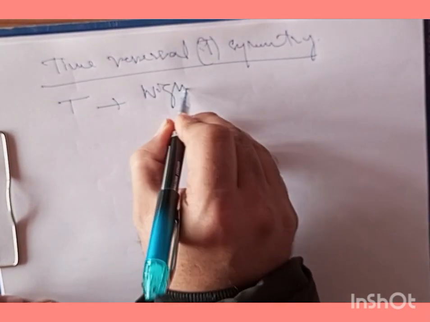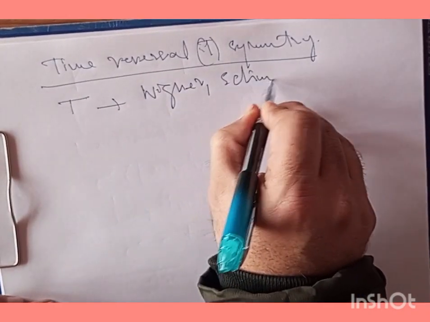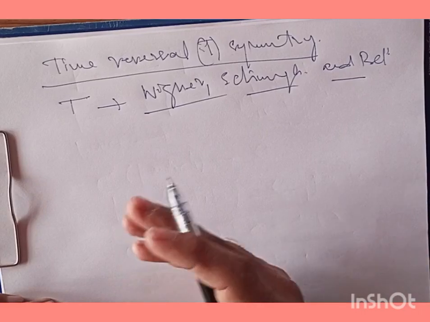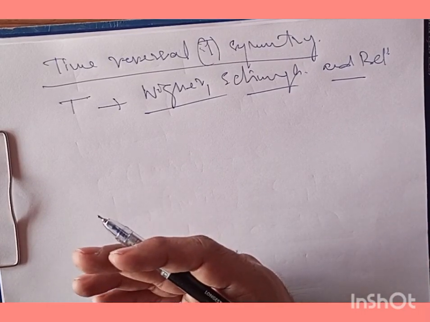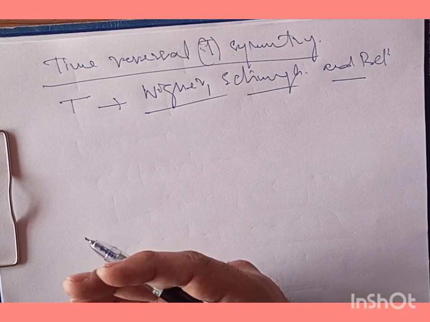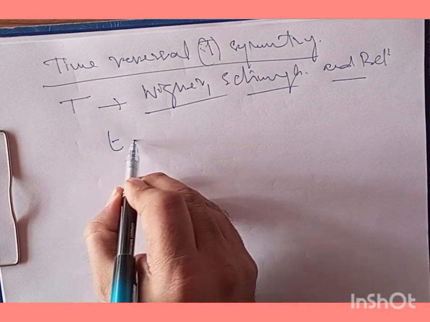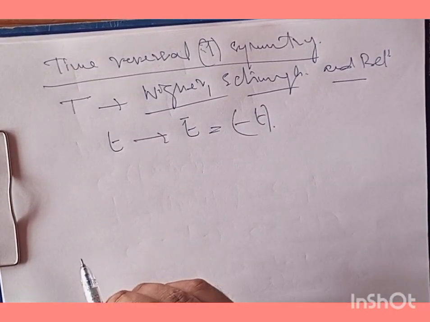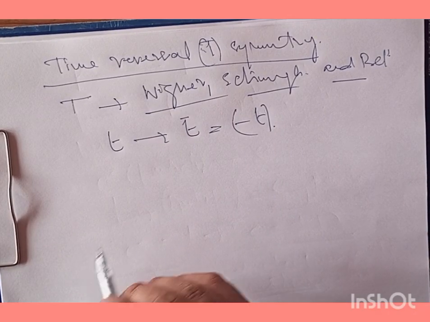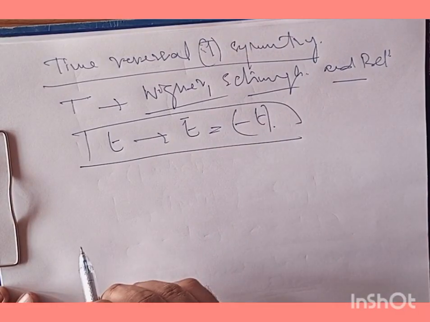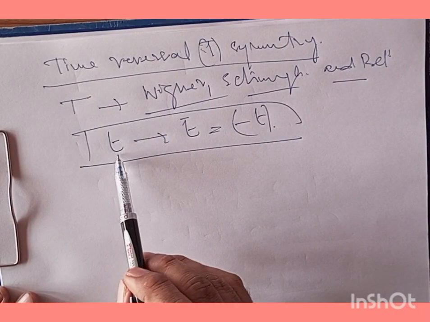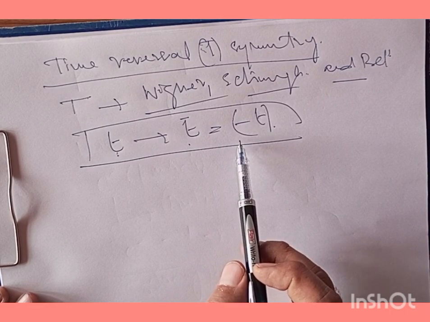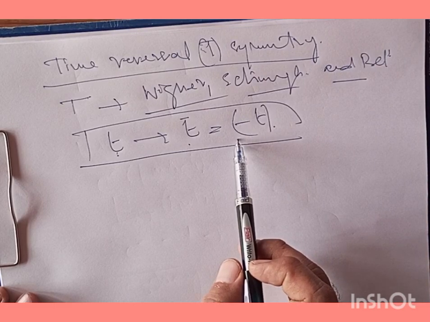by Wigner, Schwinger, and Bell. And what they established is that inverting the time axis from say T to T dash, which is minus T, is not going to alter the physical phenomenon. So if we have an inversion of the time axis from T to T dash, and this T dash is the negative of T, it's not going to change the physical phenomenon.